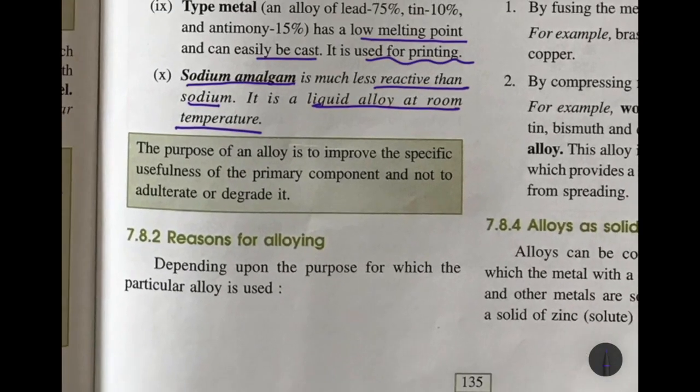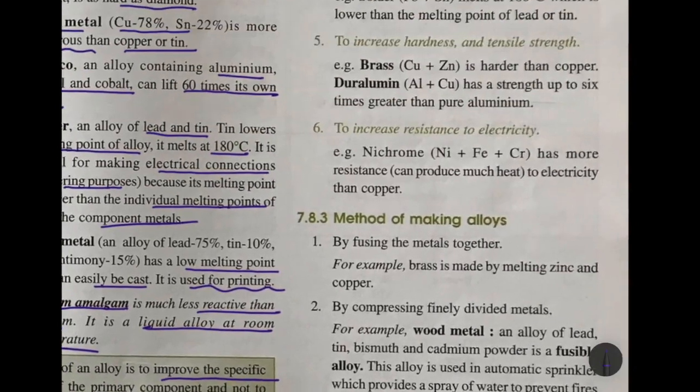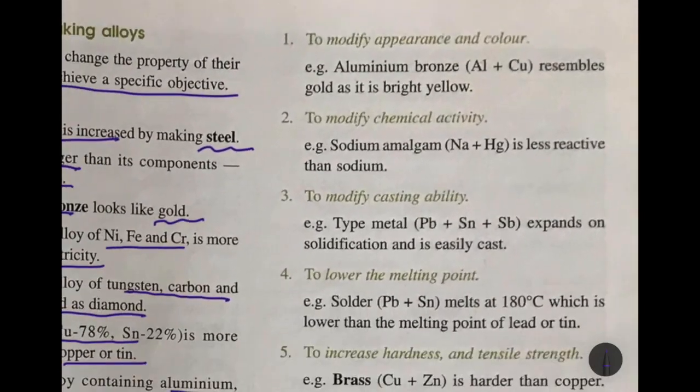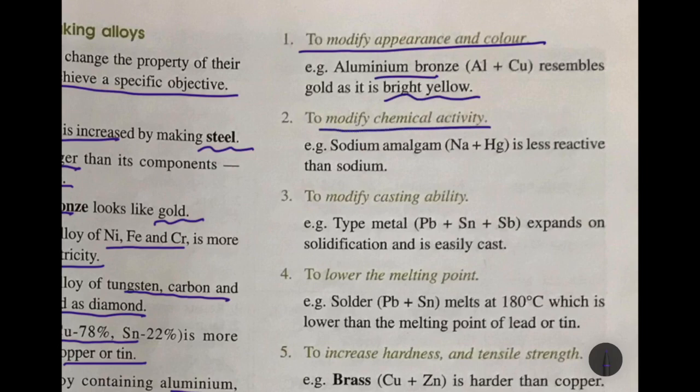Okay, so why are alloys made? It is made to improve the specific usefulness of the primary component. Primary component means the main component that is used in making the alloy. The purpose is not to adulterate or degrade it, but instead to improve the usefulness of the components. Now, reasons for alloying, depending on the purpose for which the alloy is used. It is either used to modify appearance and colour. Aluminium bronze is bright yellow, it resembles gold. To modify chemical activity, sodium amalgam, I told you, is less reactive than sodium.